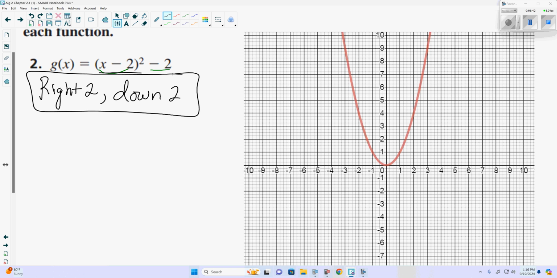And that just tells us the normal function would move right 2 and down 2. So we'd have some function here about. That's not the exact graph, but we get a good picture.